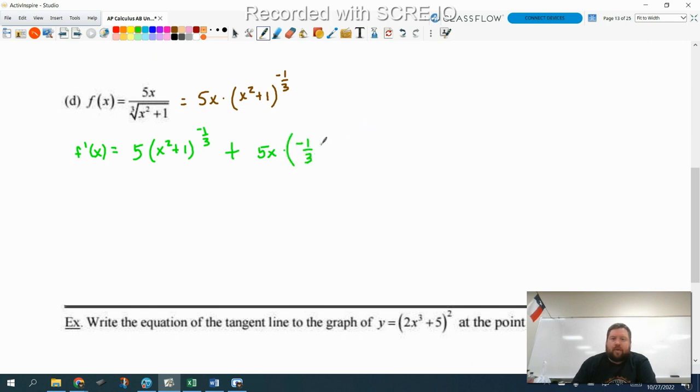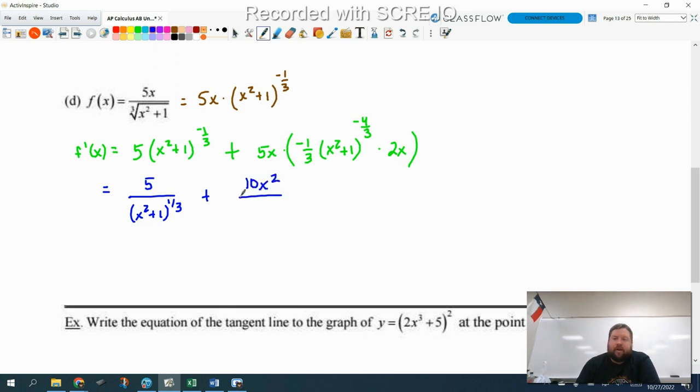put it in parentheses, times x squared plus 1, keep the inside part the same, to the negative 4/3, because I subtract 1, which is subtracting 3 over 3. So negative 4/3, and then I remember to multiply by the derivative of the inside for the chain rule. All right, we're not allowed to leave negative exponents, so we're going to move this to the bottom, 5 over x squared plus 1 to the 1/3. All right, and then here we get 5x times 2x is 10x squared divided by 3 times x squared plus 1 to the 4/3.